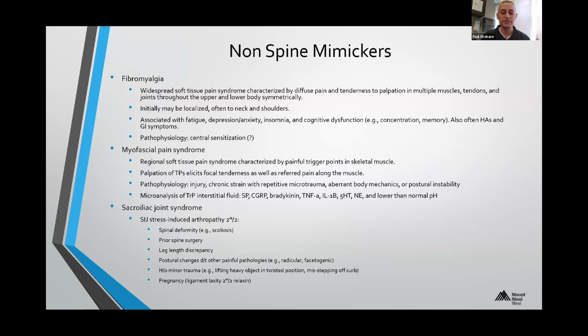And this is a very simple procedure. It can be done with patients on blood thinners without the need to stop the anticoagulation, as opposed to epidural steroid injections for radicular pain, which would require a safe stoppage of the anticoagulation given the risk of bleeding in the neuraxial space. And then the final non-spine pain mimicker is sacroiliac joint pain.